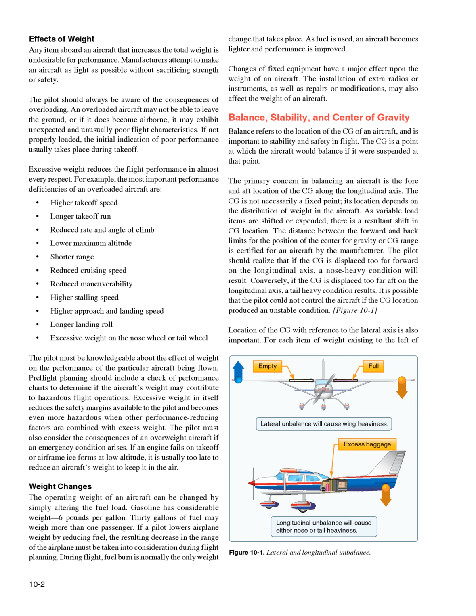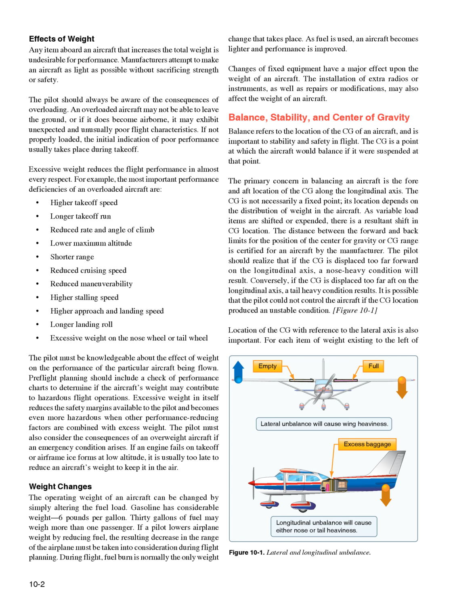Balance, stability, and center of gravity. Balance refers to the location of the CG of an aircraft, and is important to stability and safety in flight. The CG is a point at which the aircraft would balance if it were suspended at that point. The primary concern in balancing an aircraft is the fore and aft location of the CG along the longitudinal axis. The CG is not necessarily a fixed point. Its location depends on the distribution of weight in the aircraft.